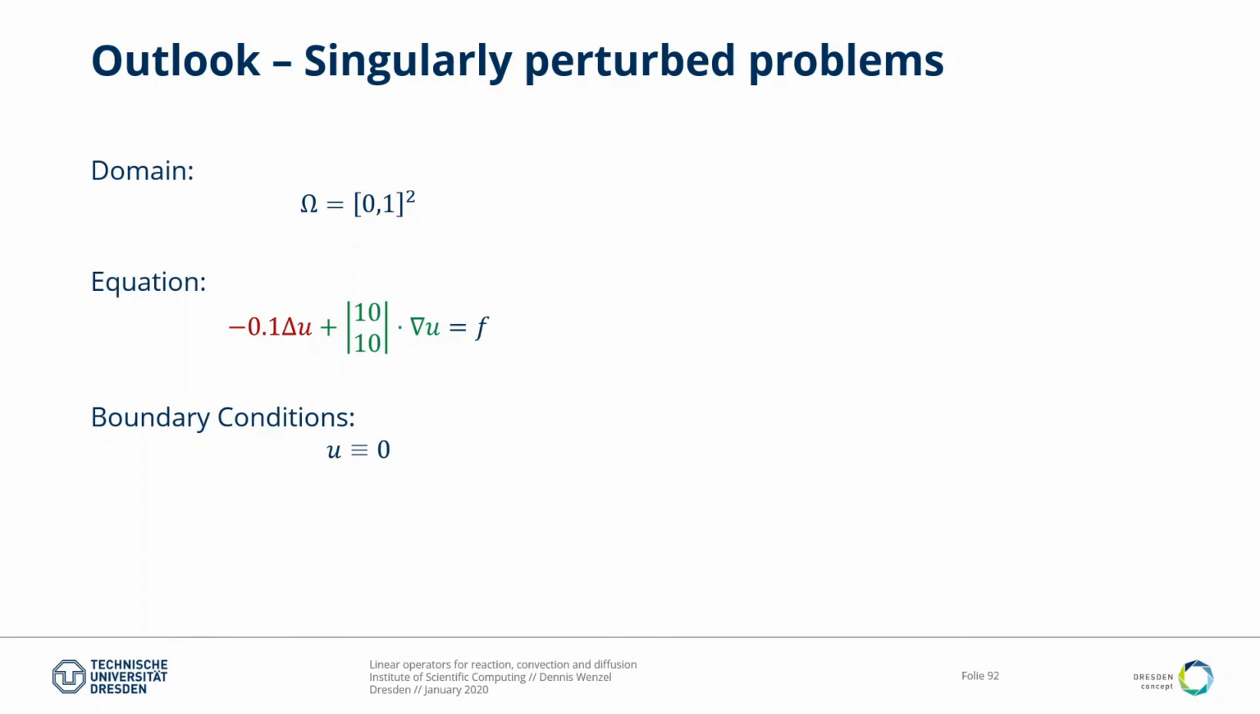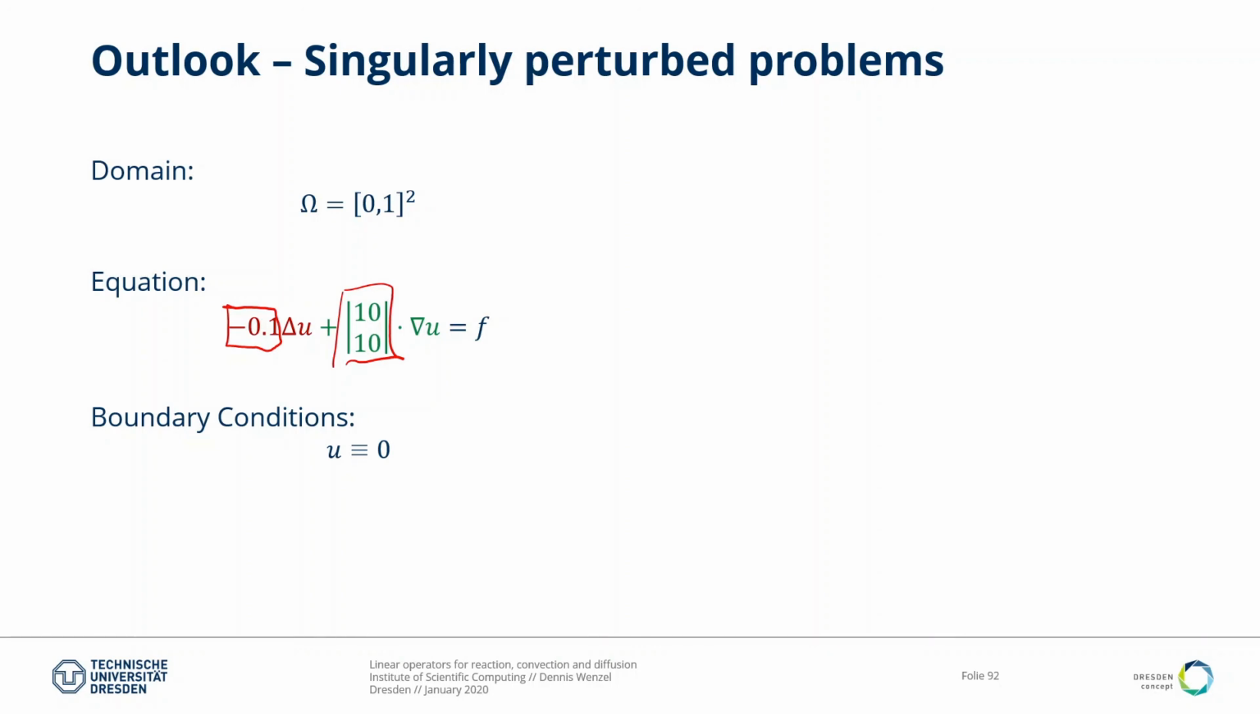And one class that needs a special attention are the singularly perturbed problems. Why are they called like this? Well, if you look at this, then you have a small factor in front of your Laplacian and a somewhat large factor in your convection term. And that reflects exactly what we have discussed before when we argued why it is not possible to create a pure convection equation.